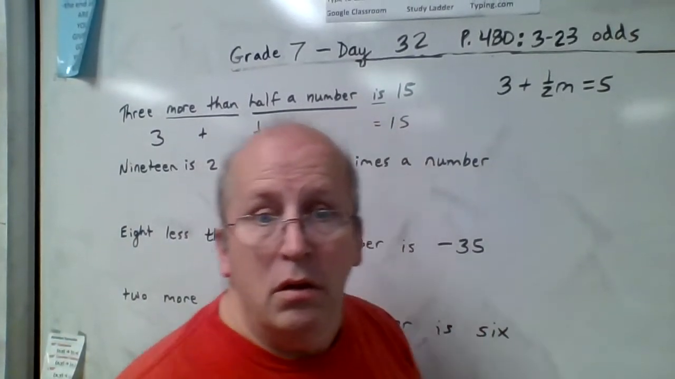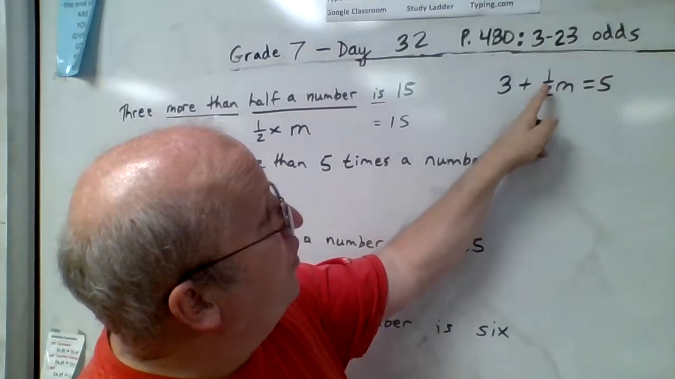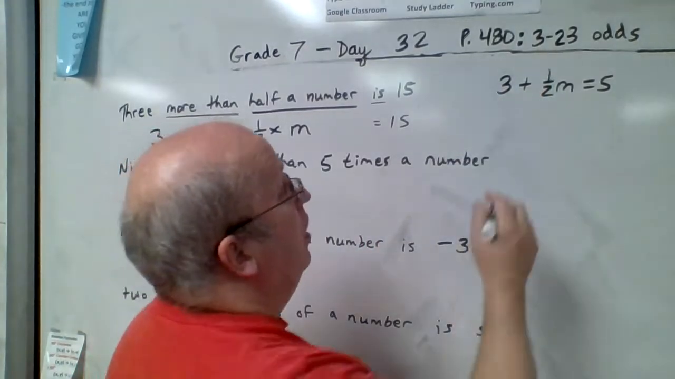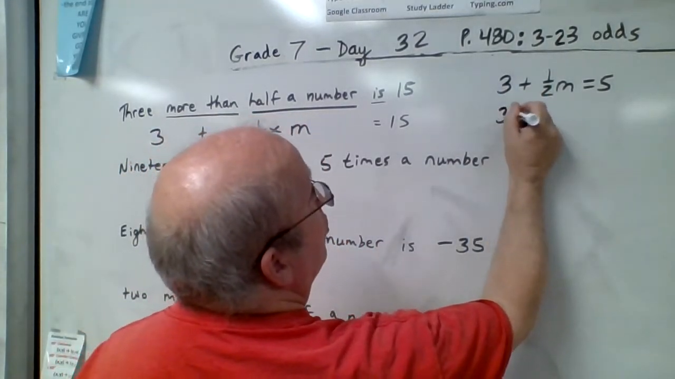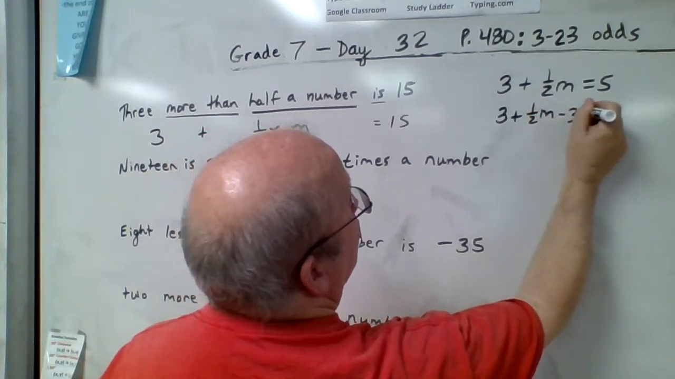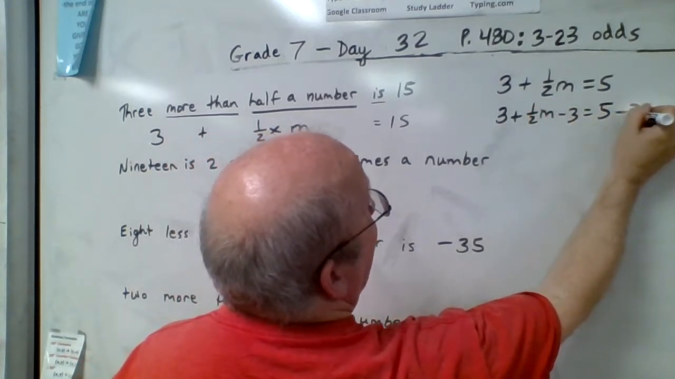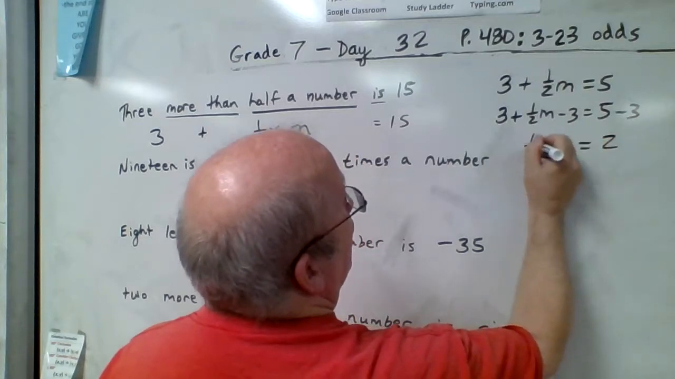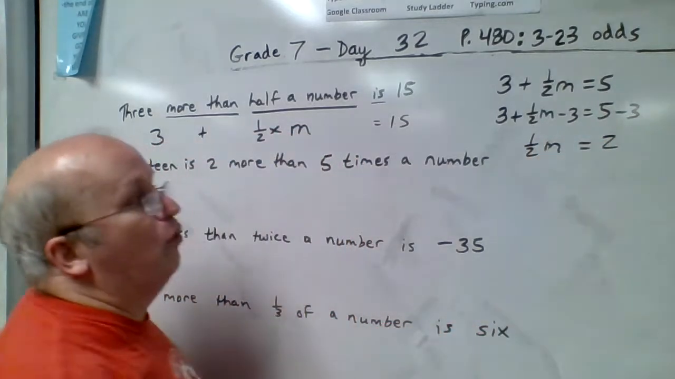Let's solve it. We need to get m by itself. It's attached to 1/2 and 3. We need to get rid of the 3 first. Do you remember how to do that? We're going to do the opposite of adding. We're going to subtract 3 from both sides. And we get 12 and 1/2 m being left over there.